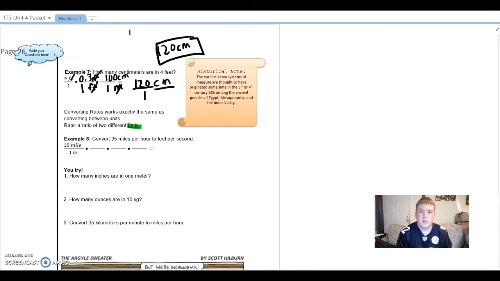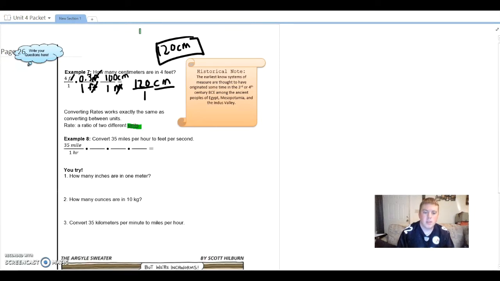Alright, so now we're going to be looking at converting rates, and what a rate is, it is a ratio of 2 different units. So for example, we could be looking at miles per hour, kilometers per second, feet per second, anything like that that's comparing 2 units already, where we are going to have to convert one or both of those units. So we're going to look at example 8.